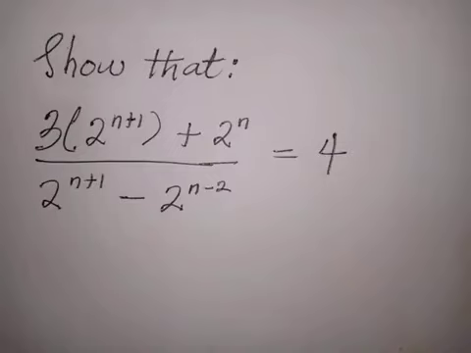Today we want to show that 3 into bracket of 2 raised to power n plus 1 plus 2 raised to power n, all divided by 2 raised to power n plus 1 minus 2 raised to power n plus 2, equals 4. We want to show that the left hand side of this equation equals the right hand side.